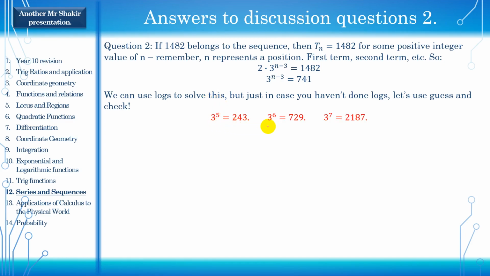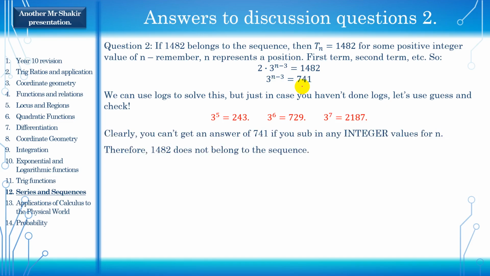3 to the 5 is 243, 3 to the 6 is 729, which is slightly less than 741. 3 to the 7, remember 5, 6, 7, we're substituting in for n, n has to be a whole number. 3 to the 7 is 2187. Clearly, we cannot get an answer of 741 using whole numbers only. So therefore, it's not part of the sequence. That's really it. Very easy.